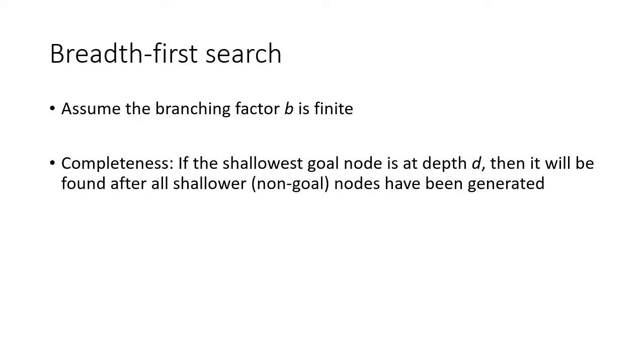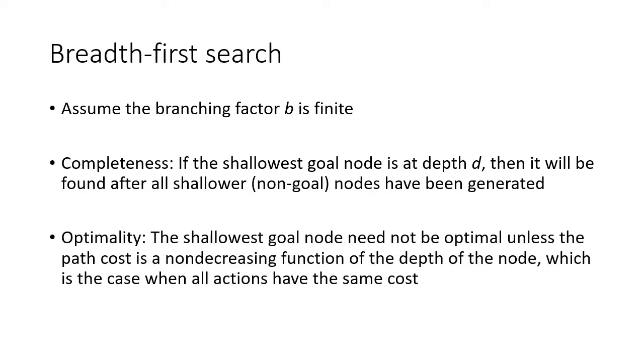As far as completeness is concerned, if the shallowest goal node is at some depth d, then it will be found after all shallower non-goal nodes have been generated. So if there is a goal node, then it will be found.